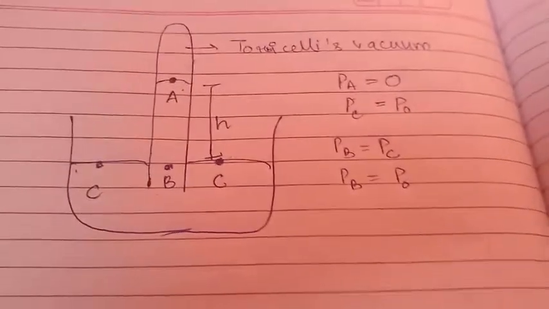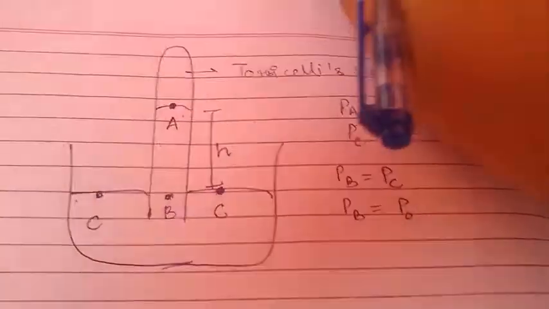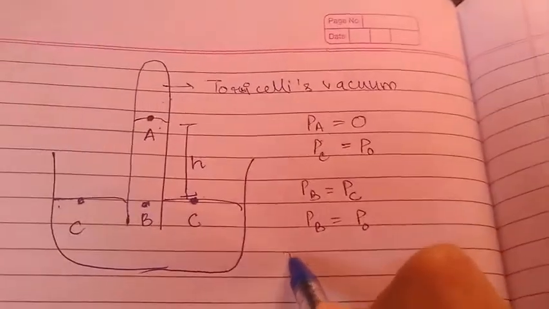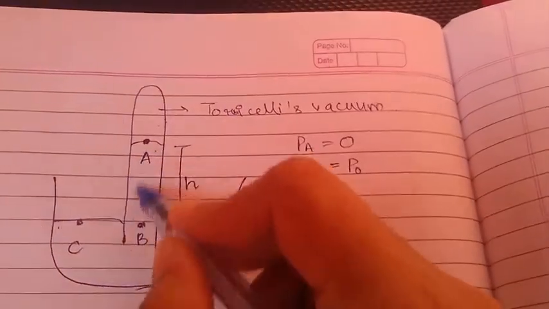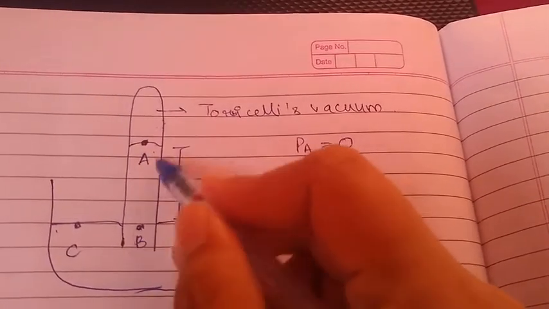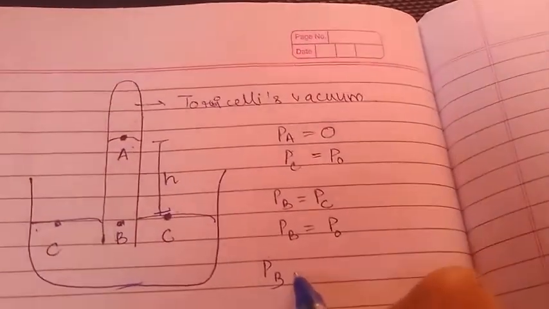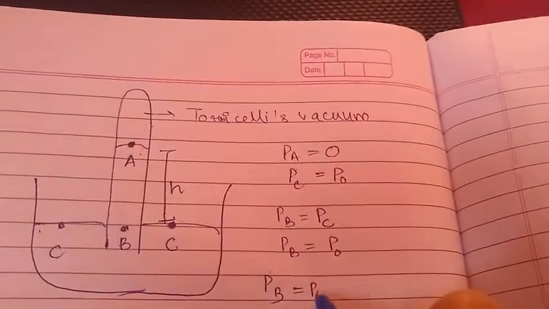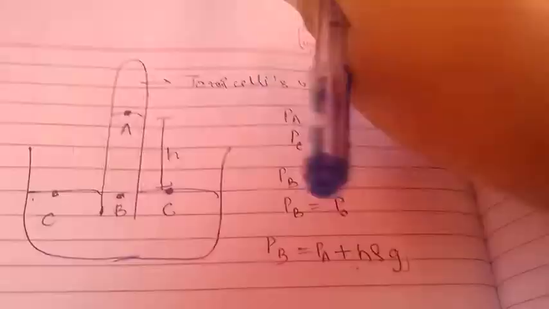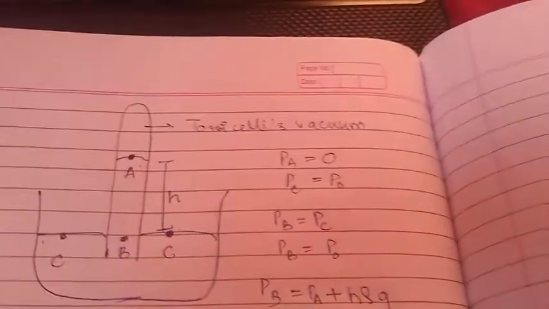Now in previous lectures we have seen the pressure at a certain depth or height. Using that relation you can write the pressure at depth H. If you consider this part, mercury is filled and this length is H. From that relation you can write that PB is equal to PA plus H rho G. This relation we had seen earlier.